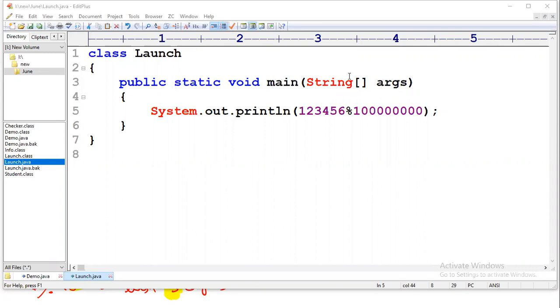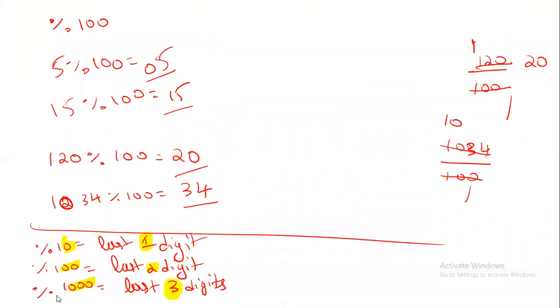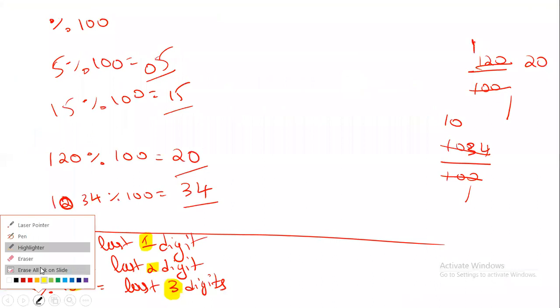Watch here. First I will clear this screen, and let me write here. Let's talk about modulus 4. What is 0 modulus 4? 0. 1 modulus 4? 1. 2 modulus 4? 2. Why? Numerator is smaller than denominator. 3 modulus 4? Numerator is smaller than denominator. Answer is 3. 4 modulus 4?